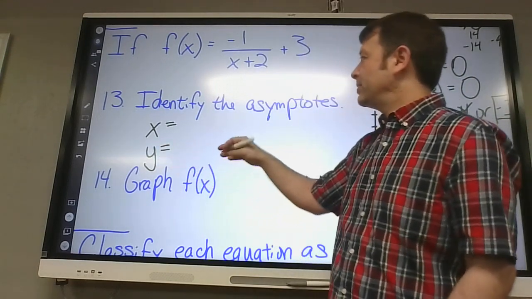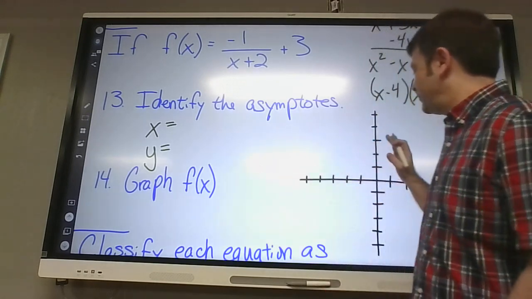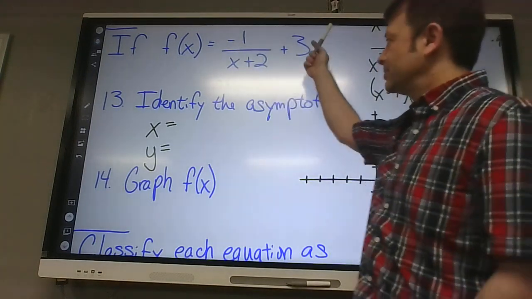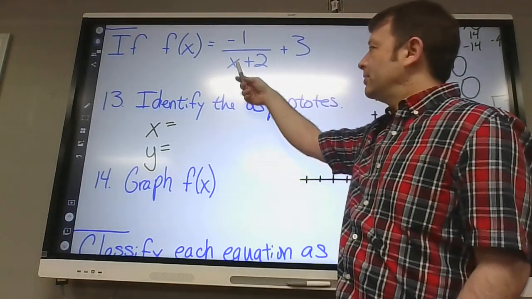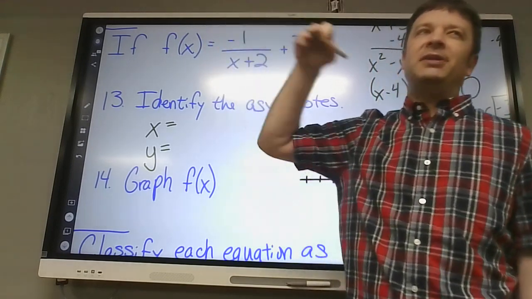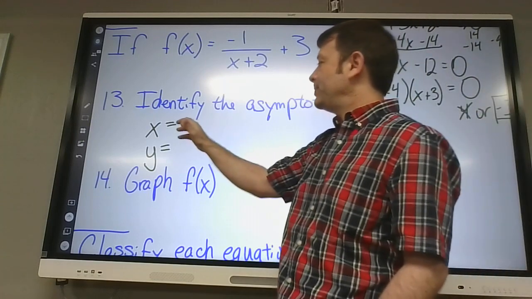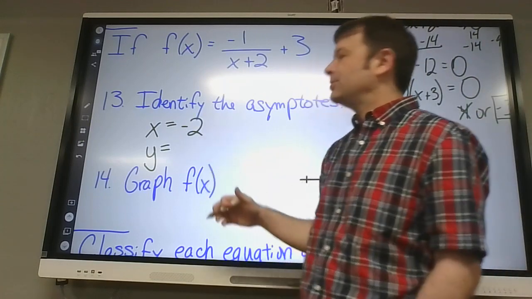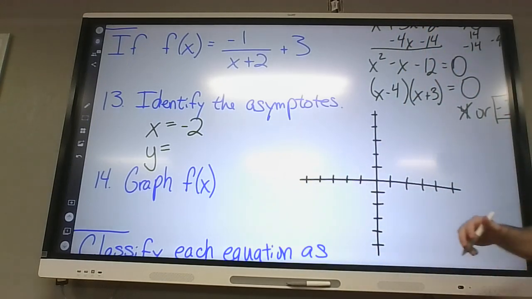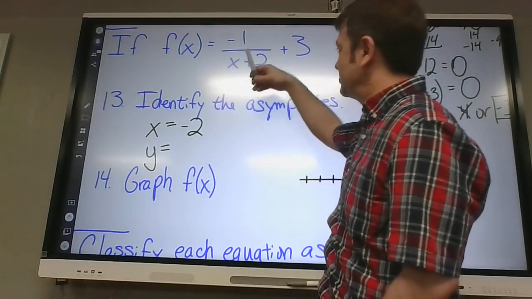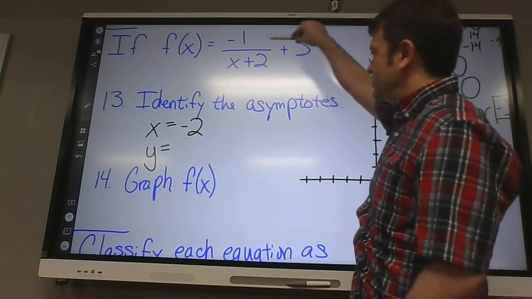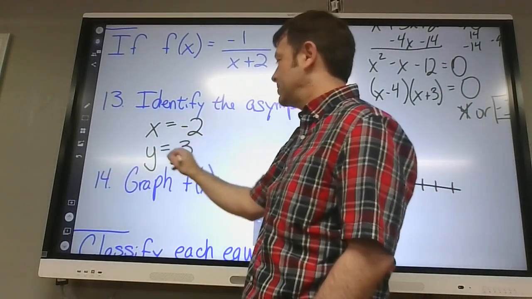Yeah, it's where they don't actually touch. Well, maybe you could graph it and then try to figure out where they are, but how can I tell just by looking at this where they are? Okay, the vertical asymptote is what makes the denominator 0, because you can't divide by 0. So that's why nothing is happening when x equals negative 2. That's the vertical asymptote. The horizontal asymptote is y equals basically this number out here, because the graph's just up 3, so there's nothing happening at y equals 3.